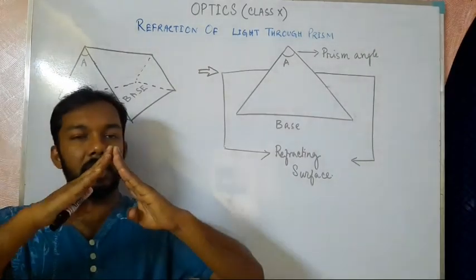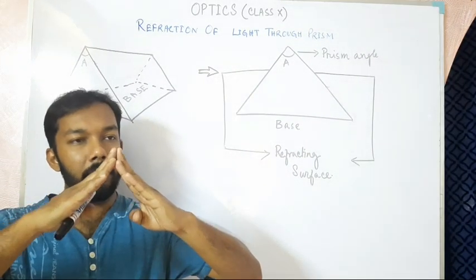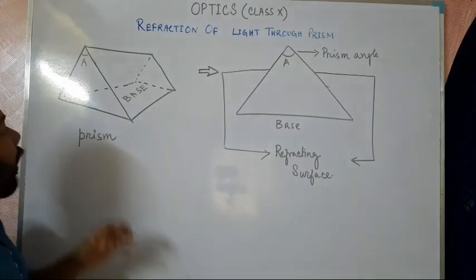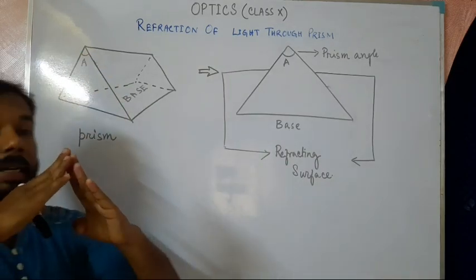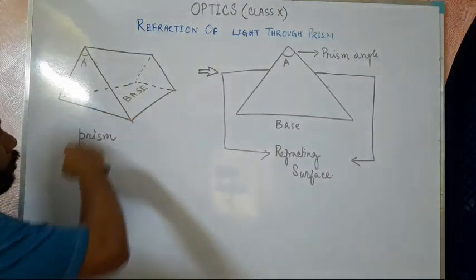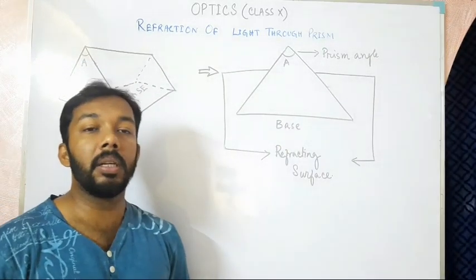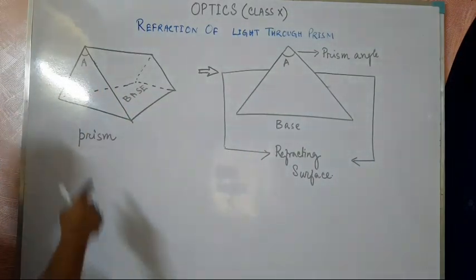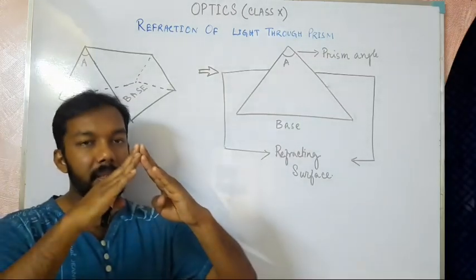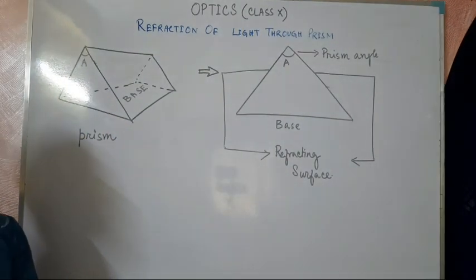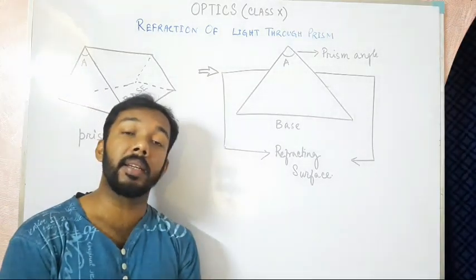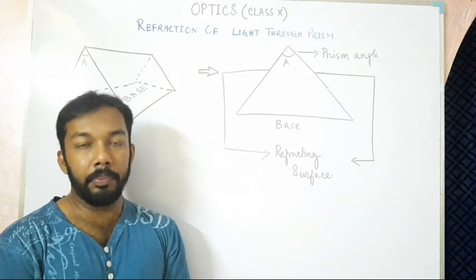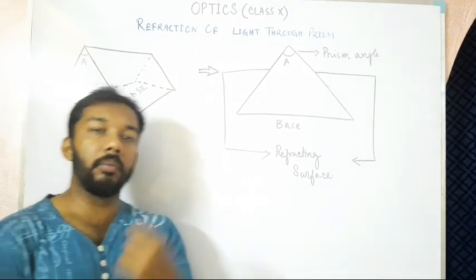So it has got just 2 slanting rectangular surfaces and 1 surface at the bottom. The bottom surface is also rectangular, you can see it. And this surface is called base. These 2 slanting surfaces are actually the main surfaces where the prism refracts light. So these are called refracting surfaces, and the angle between the 2 slanting surfaces is called prism angle. This is a characteristic angle of a prism, because depending on that very angle, prism can deviate light more or less.